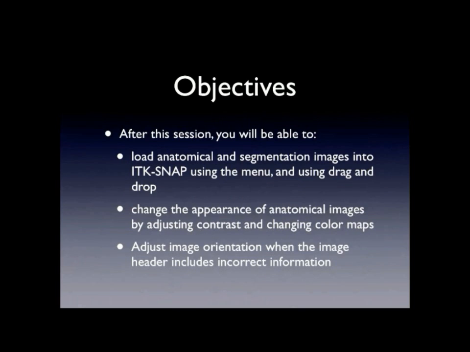After this session, what you should be able to do is load anatomical images and segmentations into ITK-SNAP using a couple different methods. You can do it through the menu. There's also a drag and drop option that's quite convenient. You'll be able to change the appearance of anatomical images by adjusting contrast and using the color map. And we'll also, if time allows, talk about adjusting image orientation when the image header has incorrect information.